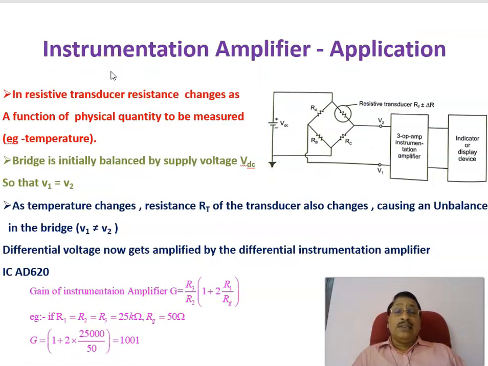We have derived the equation for the instrumentation amplifier gain, and it is equal to R3 by R2 into 1 plus twice R1 by RG. This instrumentation amplifier can be used in different applications, like amplifying the low magnitude signal available at the output of a transducer. As an example, in a resistive transducer, resistance changes as a function of the physical quantity to be measured, like temperature. If you consider a resistance temperature detector, RTD, the resistance value changes as temperature changes.